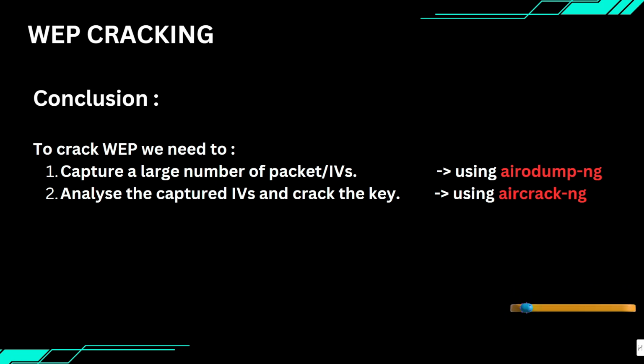To crack WEP encryption, the first thing we need is a large number of packets or IVs. These IVs are short and will eventually repeat, which allows us to perform a statistical attack using the tool AirCrackNG. We will begin by using AirodumpNG to capture packets.